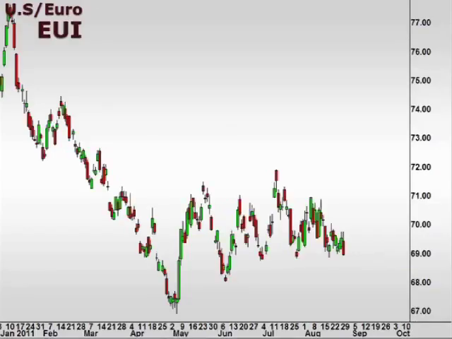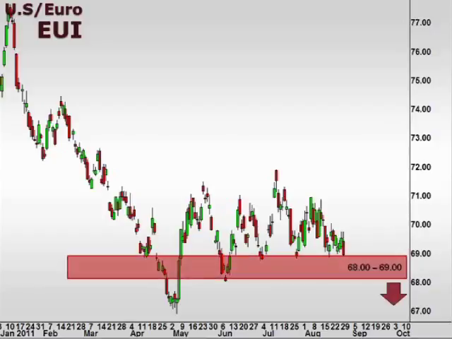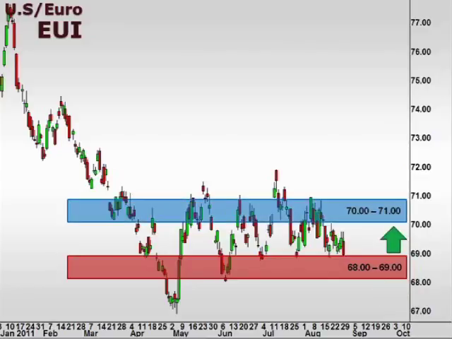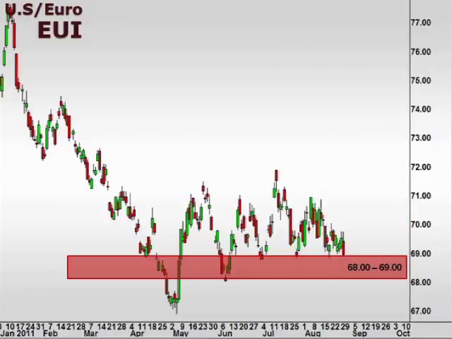Let's take a look at the U.S. dollar versus the euro as seen here in the ISE FX Options Pair Value EUI. Well, the EUI remains indecisive but did close last week on the lows with another test of support at 69. Now, a bounce this week could test as high as the 70-71 focal zone. However, we are cautious of a follow through to the downside that could extend deeper into the 68 zone.